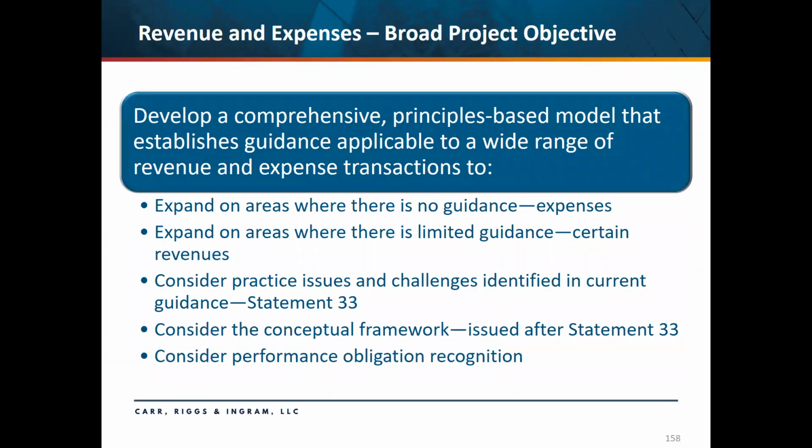It's really going to develop this comprehensive, it's going to be a principle-based model that establishes the guidance. So really it's going to expand where there is no guidance, right? With expenses, it's going to expand on where there's limited guidance with some revenues. It's going to consider practice issues and challenges with the current guidance. And then it's going to consider that conceptual framework that's been issued after 33.